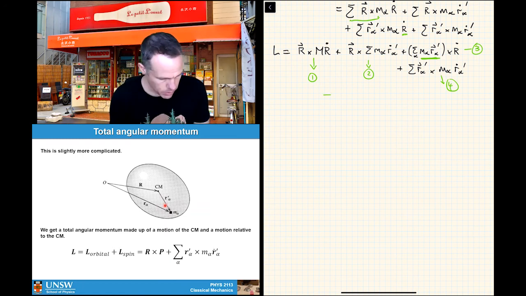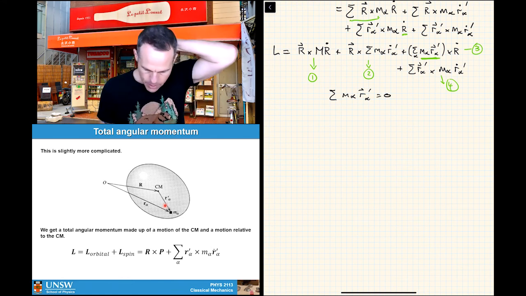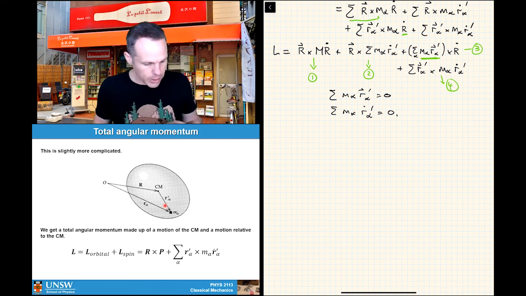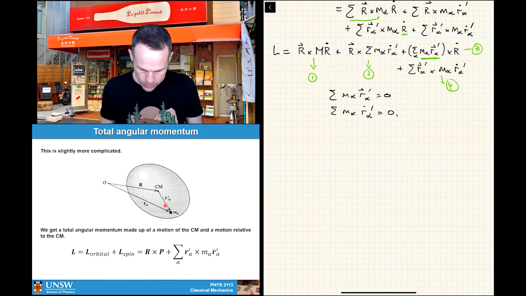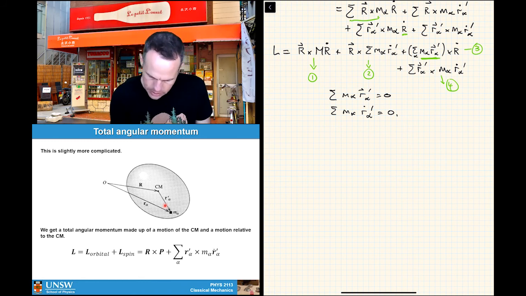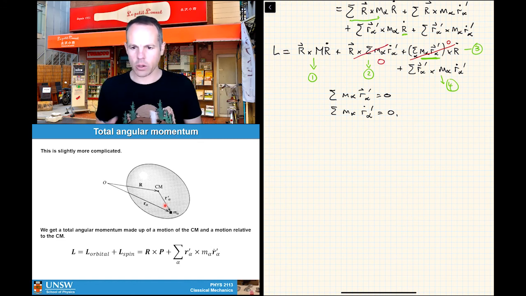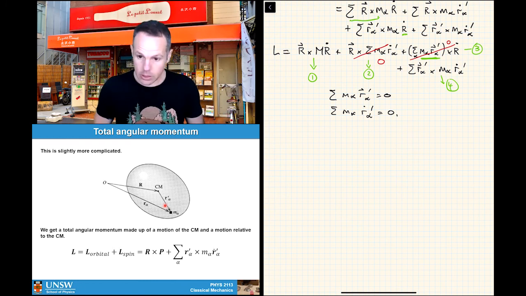So basically in here, what we have is the sum of m alpha r alpha dash is equal to 0, and that also means that the sum over m alpha r alpha dot dash is equal to 0 as well, right? Because if I take the derivative of something that's 0, then I must get 0, okay? And so what happens here is that this term here is 0, and this term here is 0 as well, because I've essentially got terms that are center of mass relative to center of mass, which is the same thing, so they collapse to 0, okay?